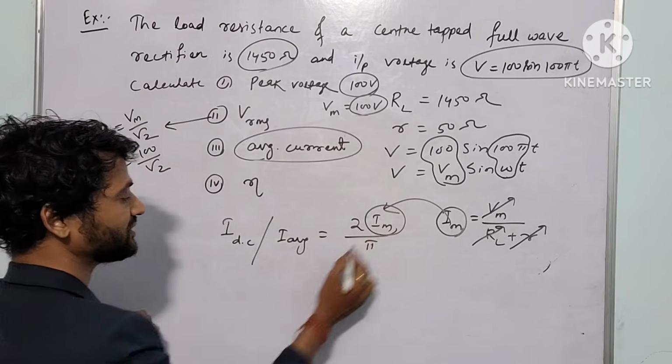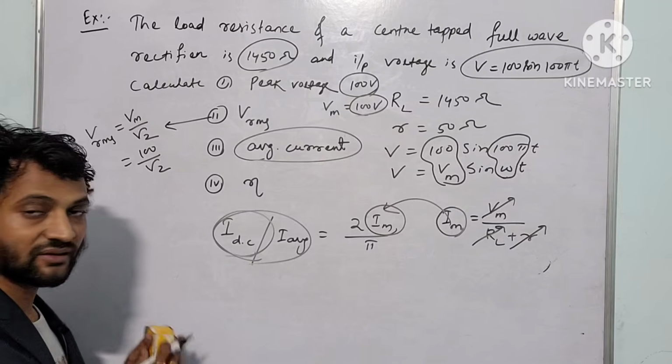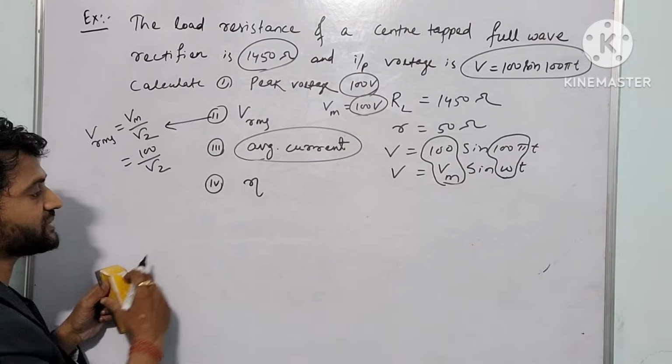So you put this value over here. You will be getting what? IDC or average current. It is clear? It is clear. Next, we'll find out the efficiency.